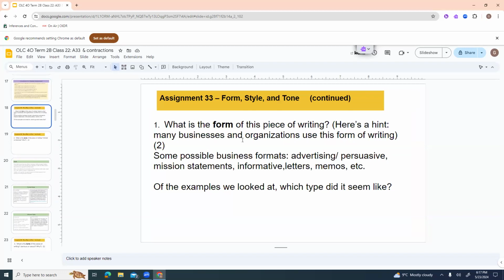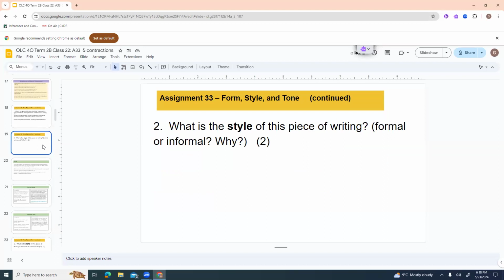What is the form? Hint, many businesses and organizations use this form of writing. So some examples of business formats are things like advertising, persuasive, mission statements, informative letters, memos. Of the examples we looked at, what type of writing did it seem like it most closely matched? Also, obviously, put it in a complete sentence. Don't just put the one line answer.